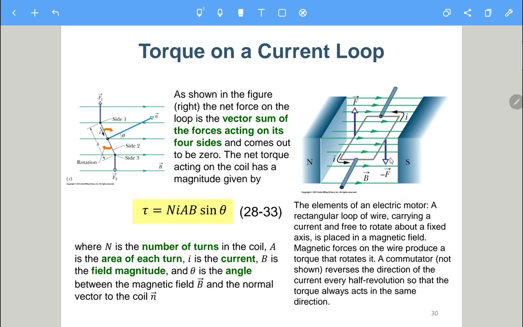Okay. So here we assume that there is a current for this loop. At this moment, it is counterclockwise.